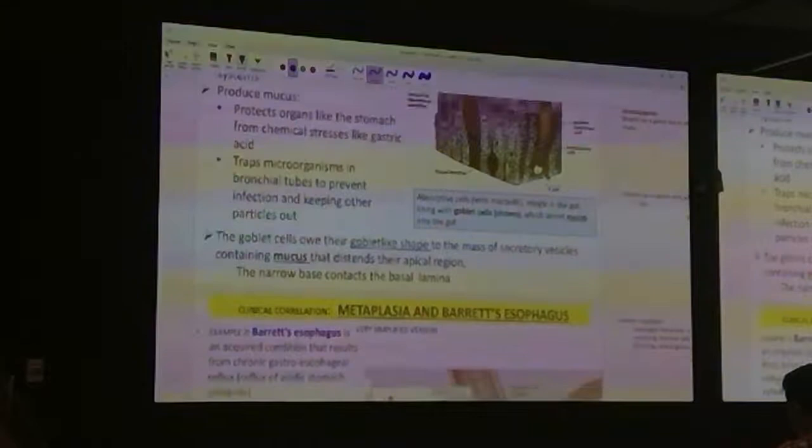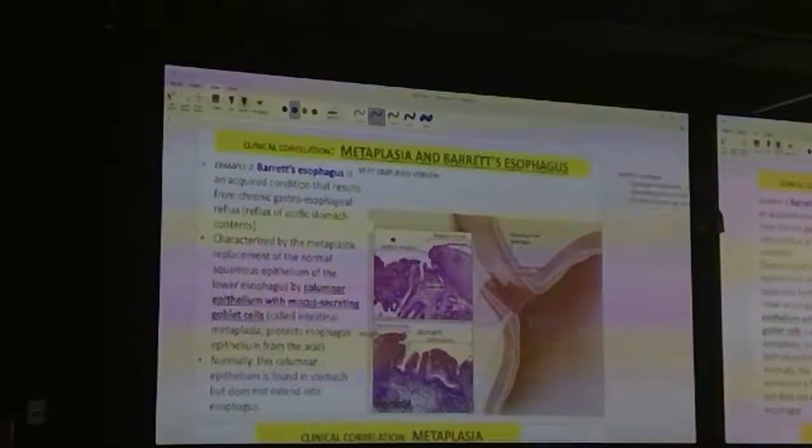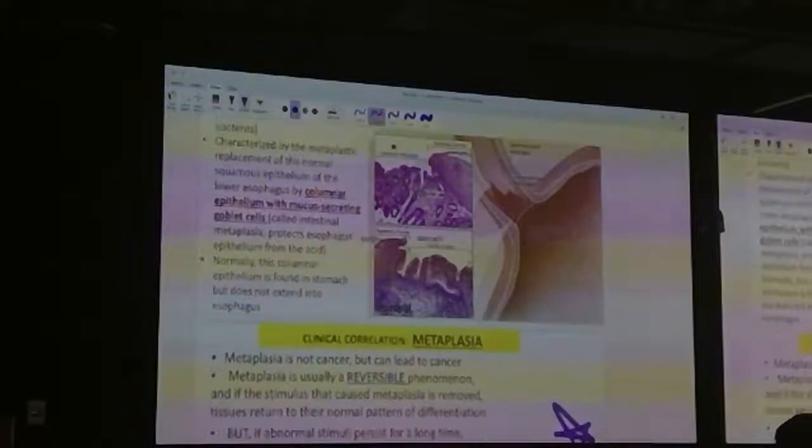Okay, so for Barrett's esophagus, the normal tissue for your esophagus is simple columnar, and then it is replaced with non-keratinized stratified squamous. Metaplasia is reversible. And then for smoker's lung, normal is pseudostratified columnar that changes into simple squamous epithelium.